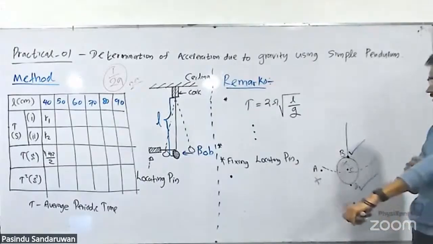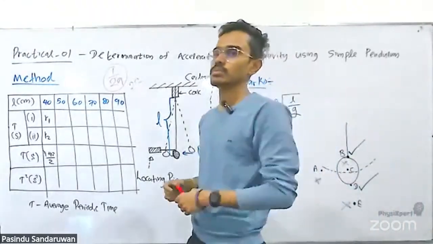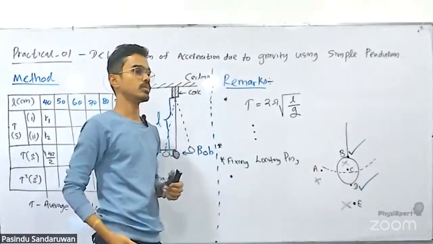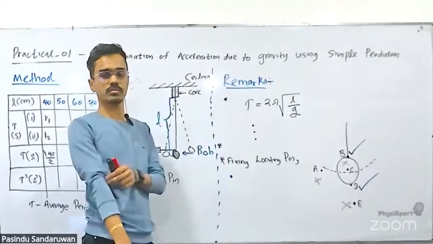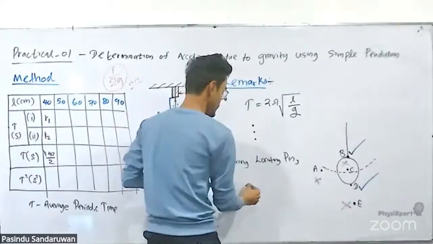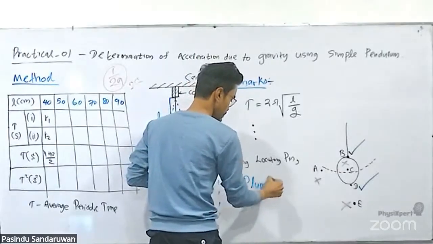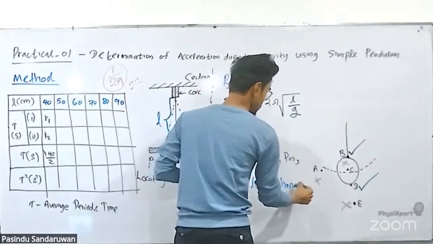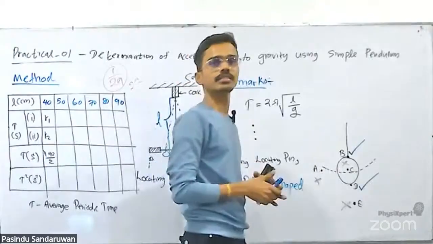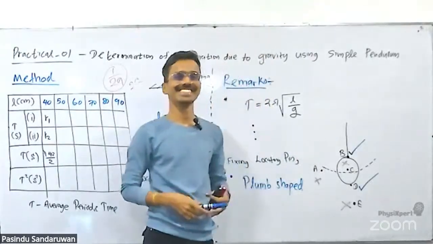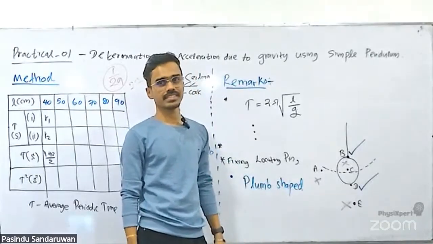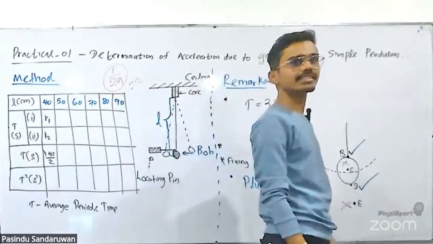D is suitable for spherical or plum shaped bobs.